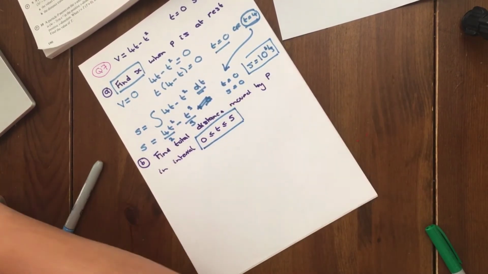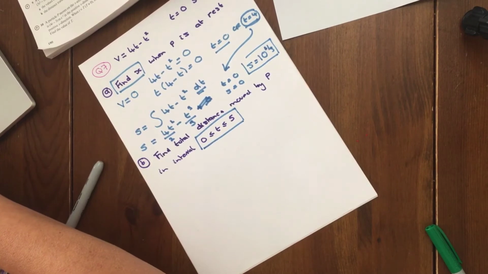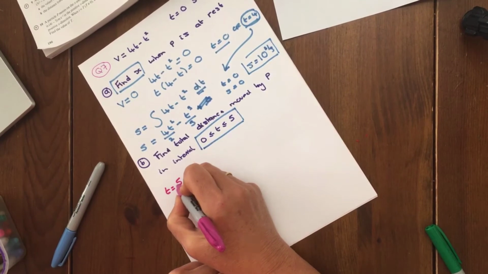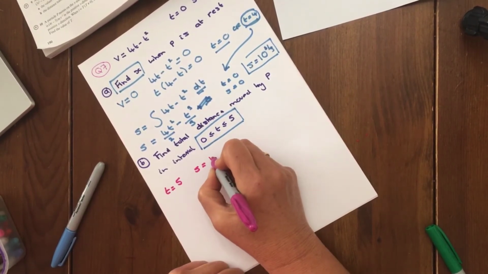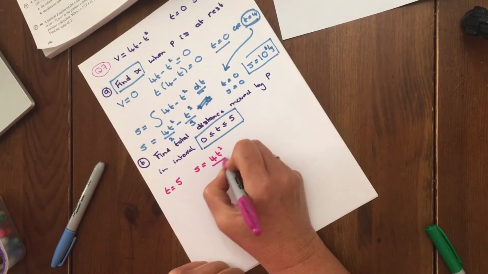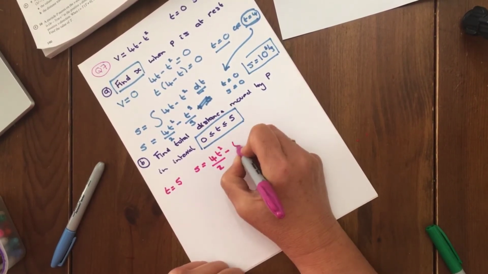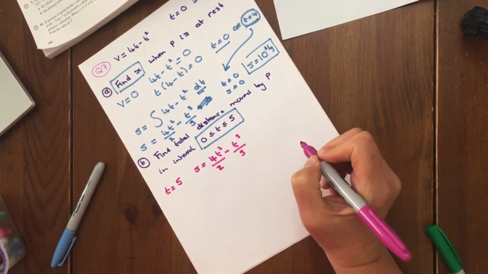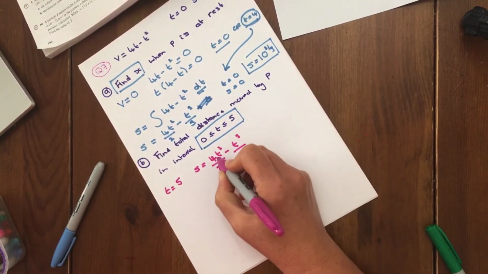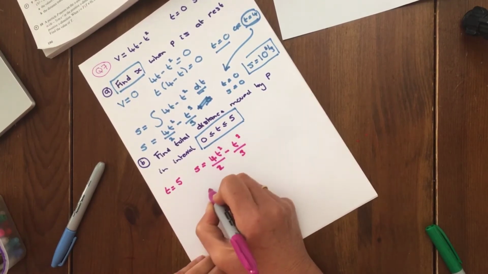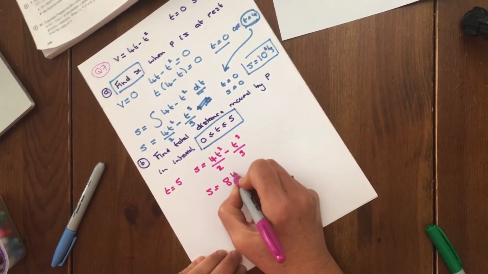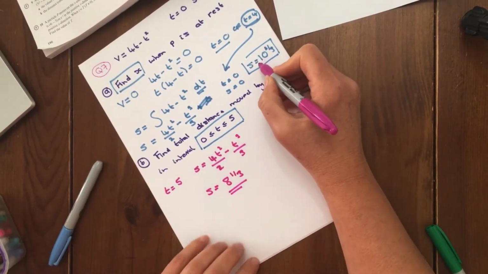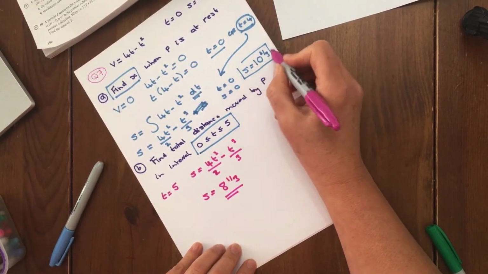Okay, so if I look at when t equals 5, I know that my displacement equation is this. So if I put in 5 instead of t, so when t is 5, I get this answer, 8 1/3. But when t was 4, this was the displacement.